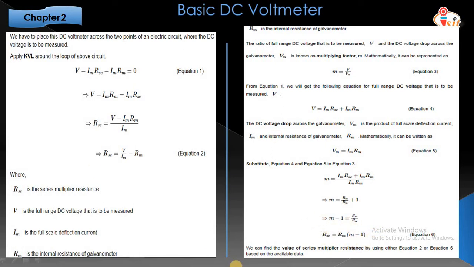This is the final value of series resistance Rsc. What is the final value here? Rsc is equal to Rm into (M minus 1).